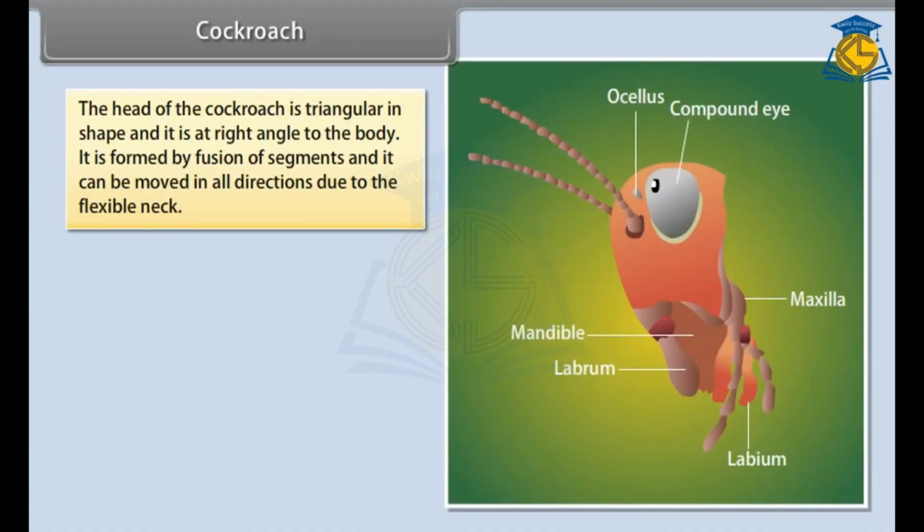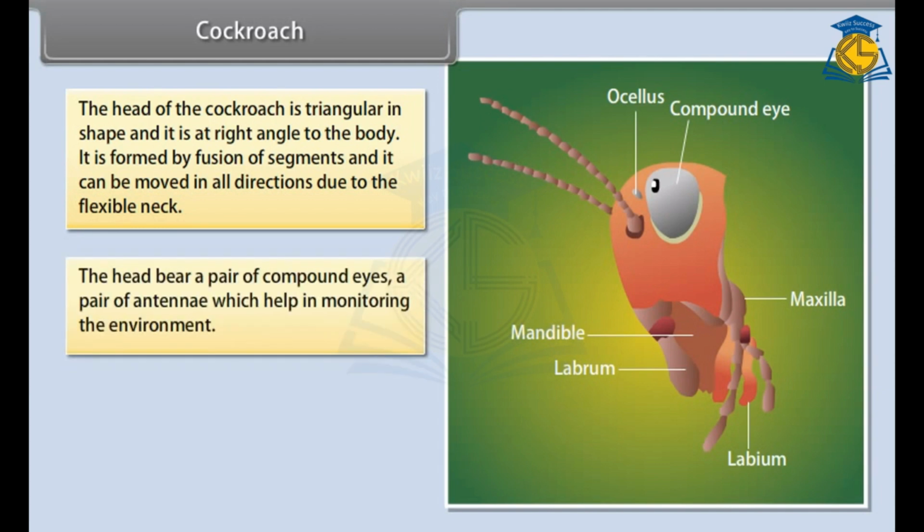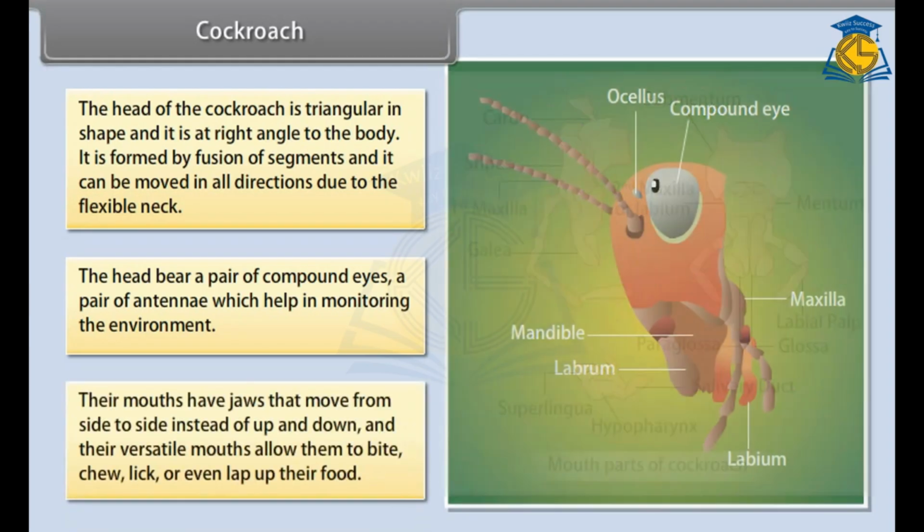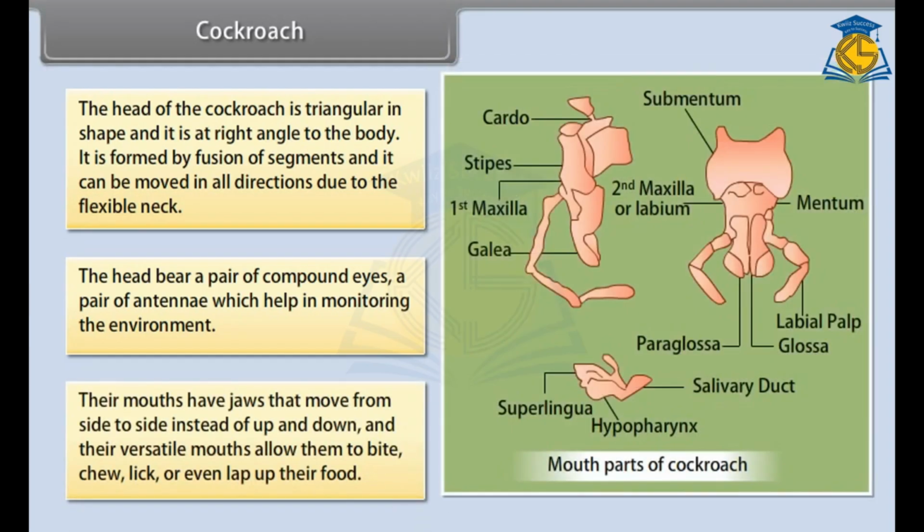The head of the cockroach is triangular in shape and it is at a right angle to the body. It is formed by fusion of segments and it can be moved in all directions due to the flexible neck. The head bears a pair of compound eyes and a pair of antennae which help in monitoring the environment. Their mouths have jaws that move from side to side instead of up and down, and their versatile mouths allow them to bite, chew, lick, or even lap up their food.